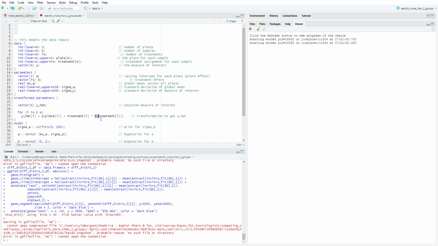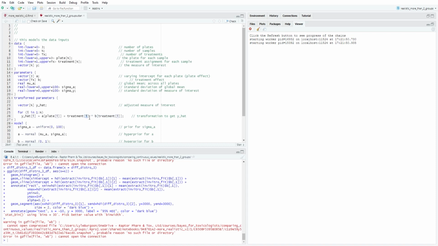And then this is for the treatment level, sorry. B is for our treatment effect. So here you can see we have a vector of size Tx, and remember Tx here is the number of treatments. We've got 4 treatment levels.